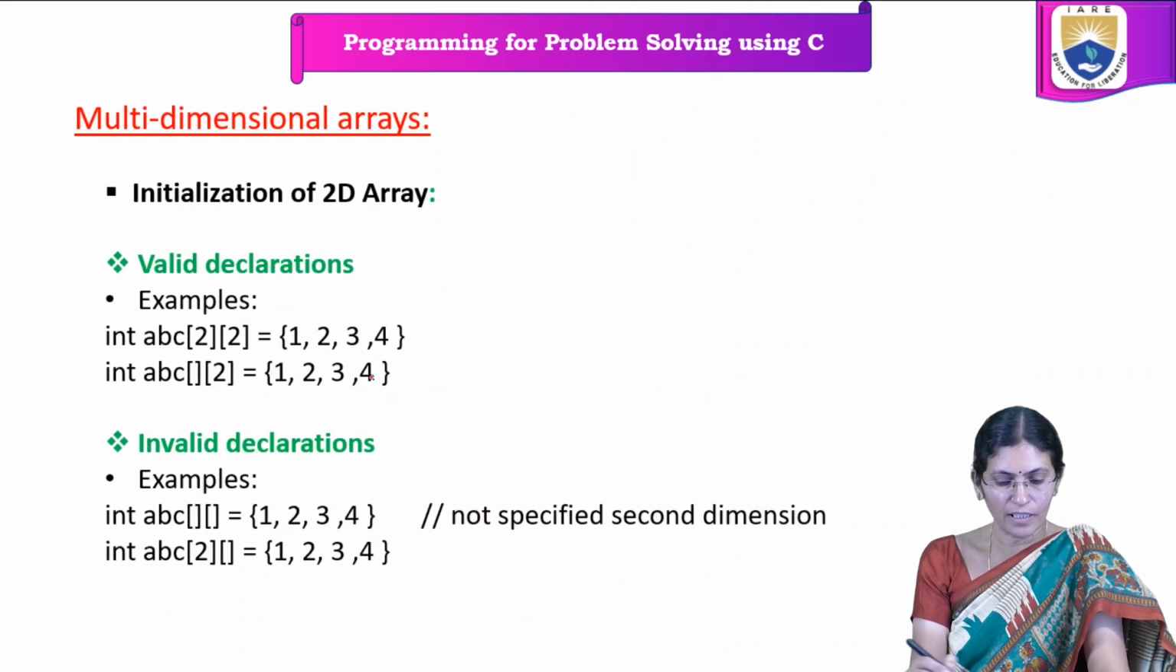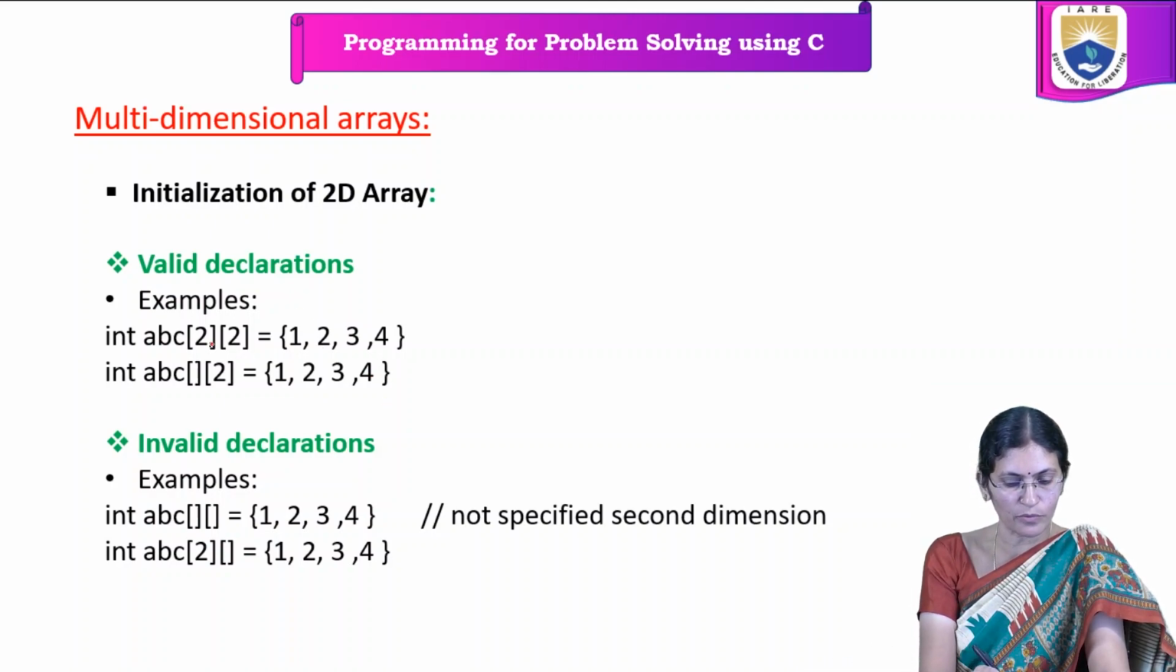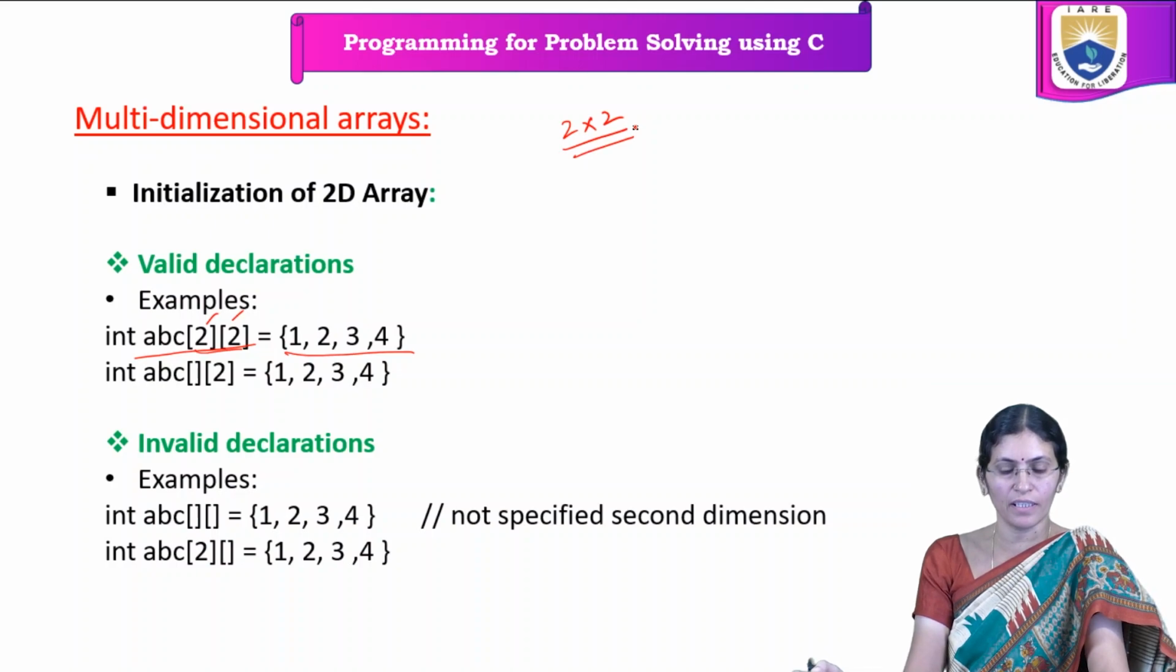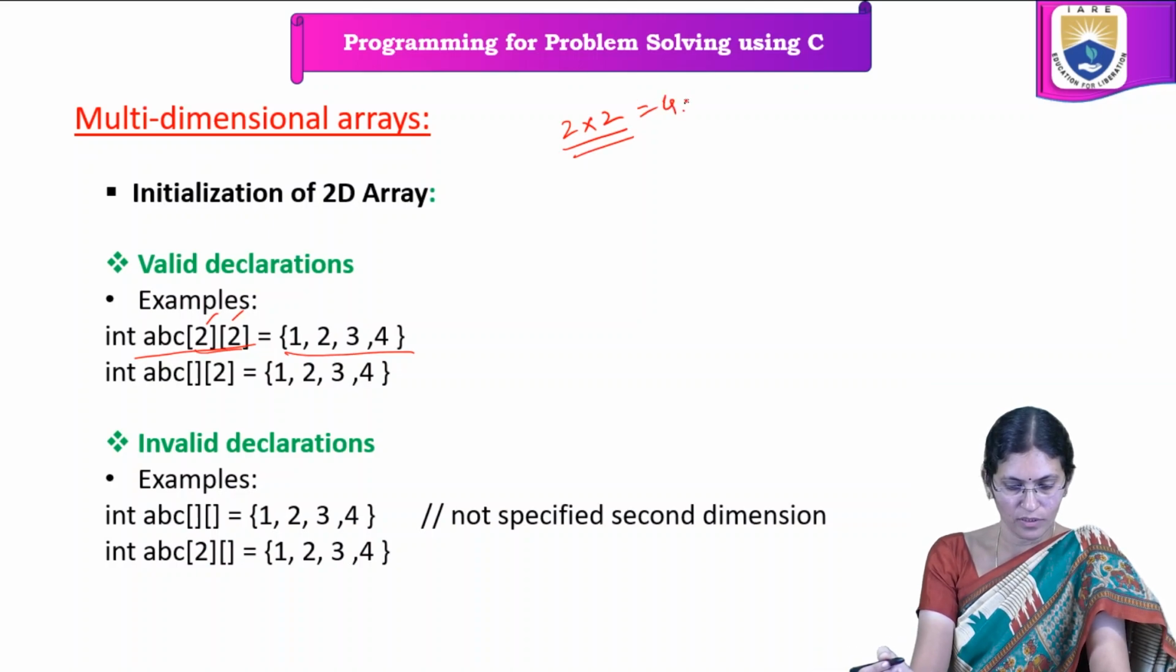Now these are some valid declarations and invalid declarations. For example, suppose here itself we declare and initialize the array. This is a 2-dimensional array, row size is 2 and column size is 2. So the total elements which can be stored in the array are 4, since 2 2s are 4. Suppose the array is initialized by these elements of integer data type: 1, 2, 3 and 4.